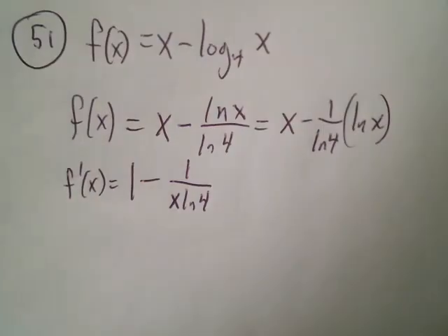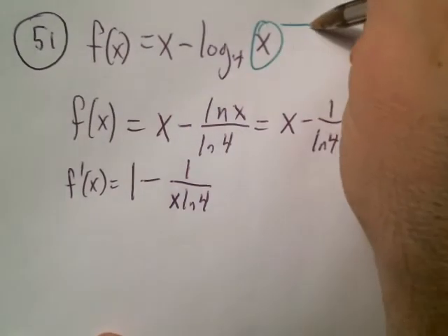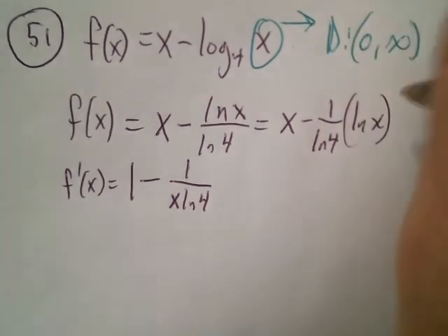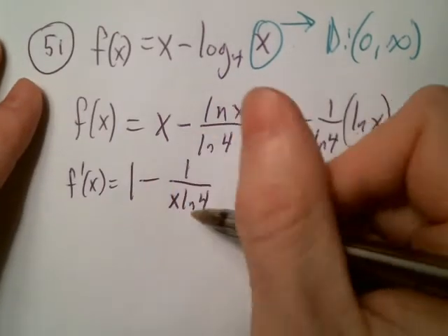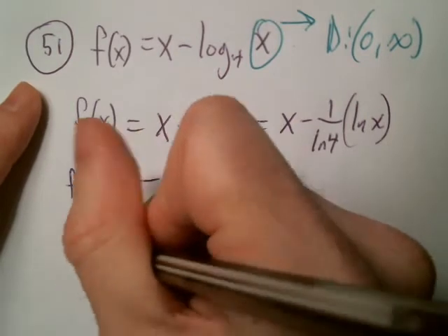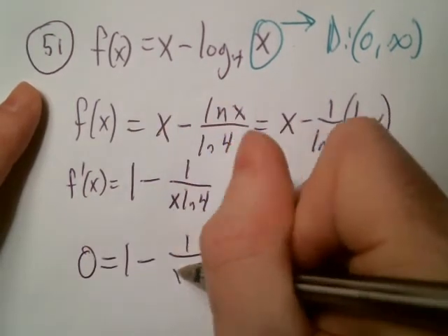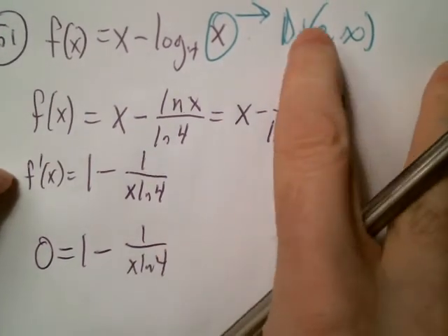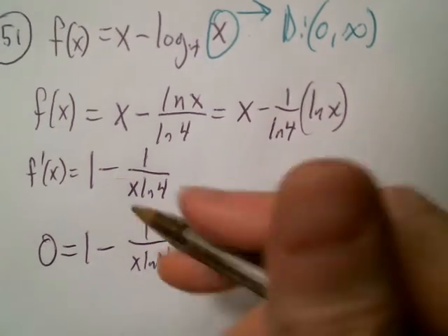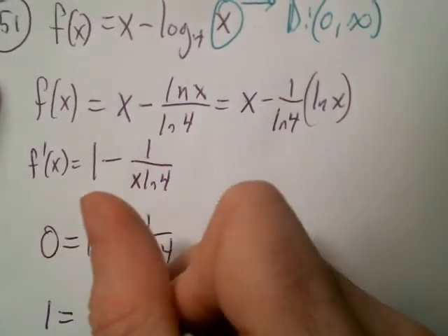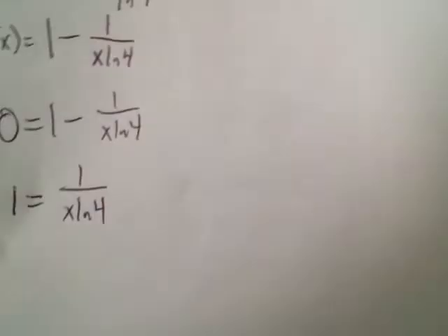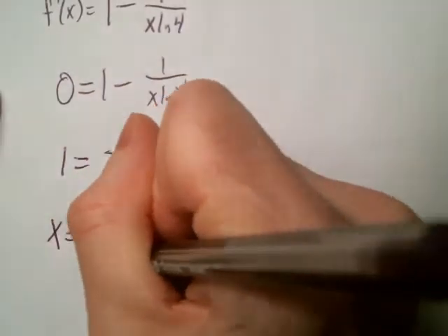Again, there's some issues with the domain. Like back here, I need to be conscious of the fact that the domain will be restricted from 0 to infinity. And right, I got to set this guy equal to 0. So it'll be 1 minus 1 over x ln 4. One critical number is where it's undefined, but it's not in our domain, so I don't have to worry about the 0. Let's just try to solve it. So put the 1 on the other side, 1 over x ln 4 here. Multiply both sides by x, and you get x is 1 all over ln 4.